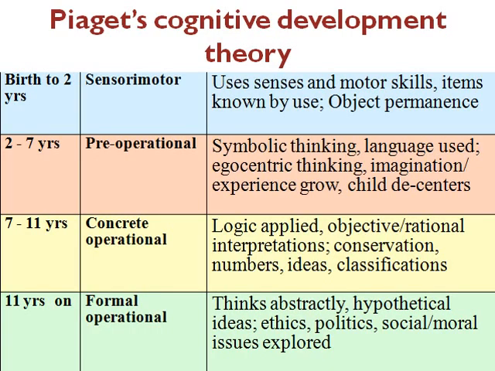and it tries to resemble or imitate the elders in the family. The next stage is the concrete operational, which is between 7 to 11 years, where the child applies logic, objective and rational interpretations, conservation, numbers, ideas and classifications. And the last one is the formal operational, which takes place from 11 years until old age, where the person starts to think abstractly, and hypothetical ideas, ethics, politics, social and moral issues are explored.